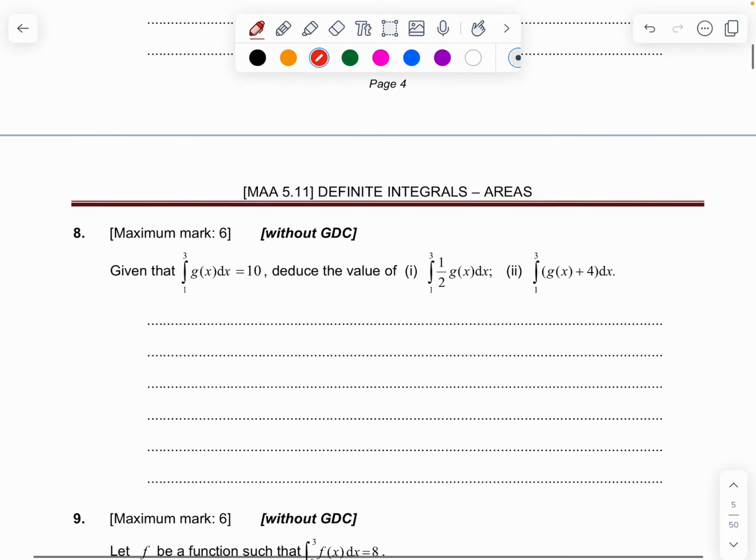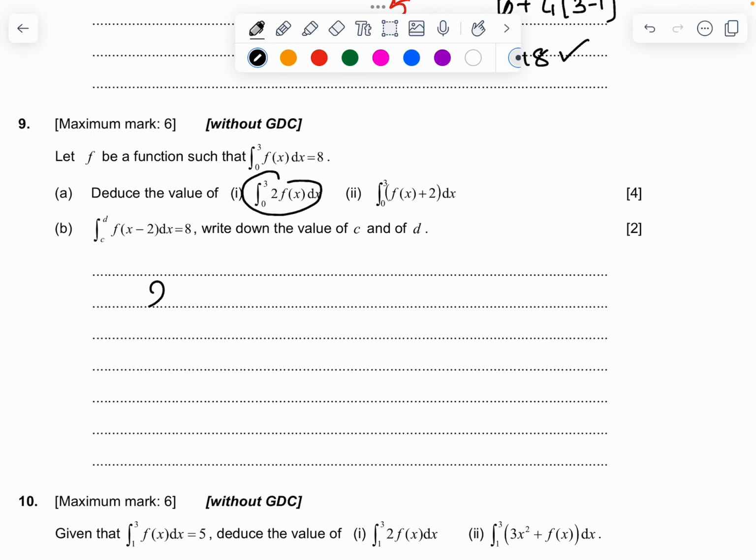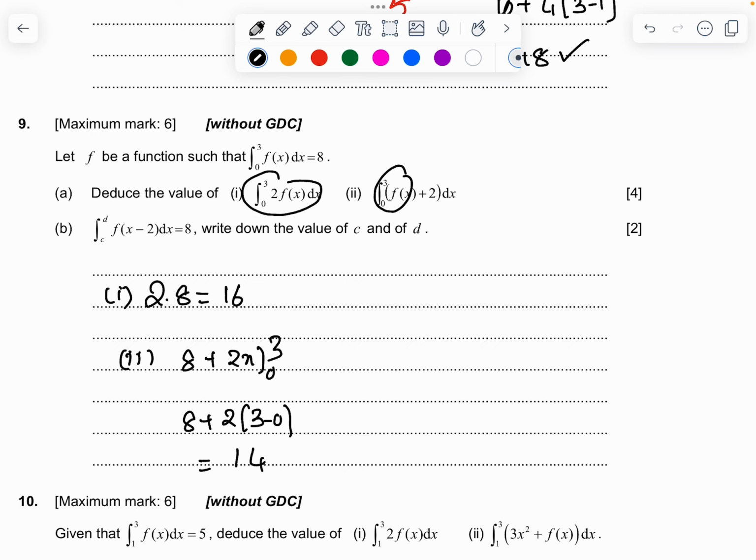Now 2 times f of x. So 2 times 8, which is 16 for part 1. For part 2, this part is 8 plus 2x from 0 to 3, which is 8 plus 2 times 3 minus 0, which is going to be 14.